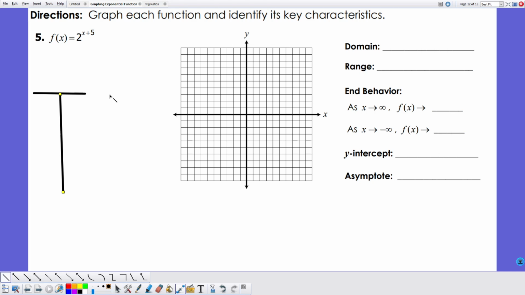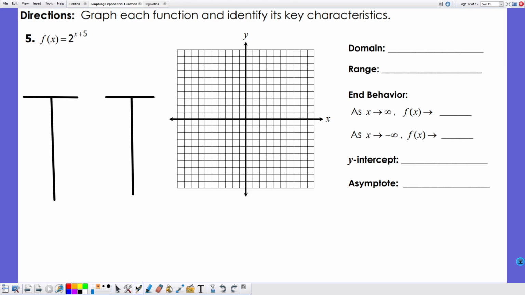What we're going to do is make some tables to show the relationship between the parent function and the transformed function. So in this case, our function is f of x equals 2 to the x plus 5 power. That's going to be my table on the right. And on the table to the left, I'm just going to have the parent function, 2 to the x power.